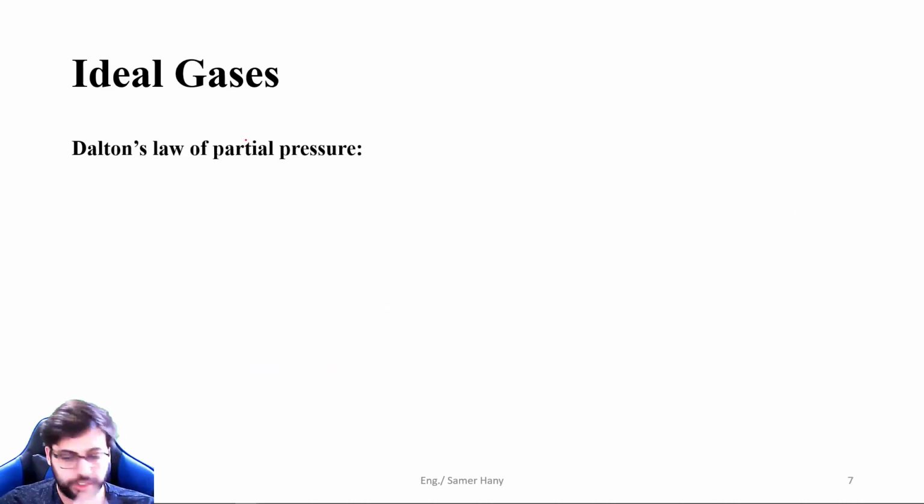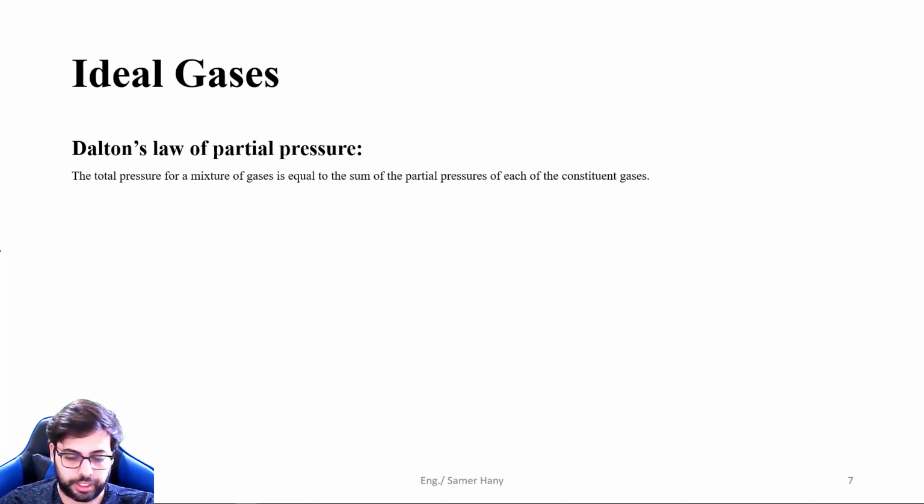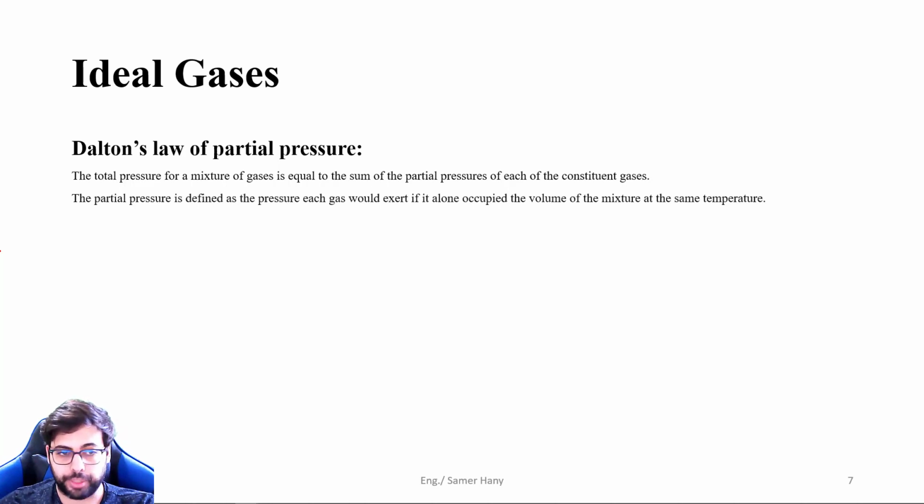Okay, next relation that we'll be discussing in this tutorial is Dalton's law of partial pressure. And what Dalton basically says is that the total pressure for a mixture of different gases is equal to the sum of all the partial pressures for each gas in that particular mixture. And what is this partial pressure that Dalton is referring to in here? It's just the pressure that each gas would exert if this particular gas in the mixture occupied the whole entire container by itself with no other gases in the mixture.